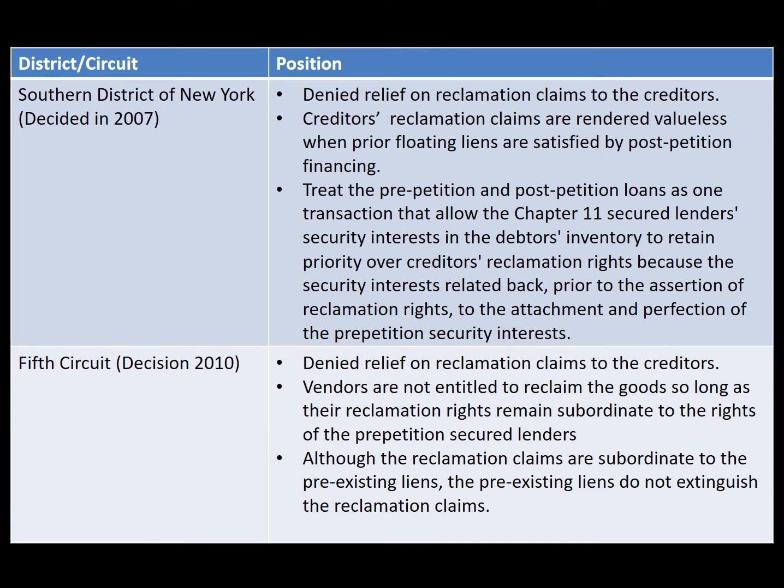Southern District of New York decided in 2007, based on the pre-amendment law, found that the creditor's reclamation claims are rendered valueless. So you're not going to get an admin claim in the Southern District of New York Bankruptcy Court, but that's not Court of Appeals level. So who knows what the Bankruptcy Court of Appeals is going to do.